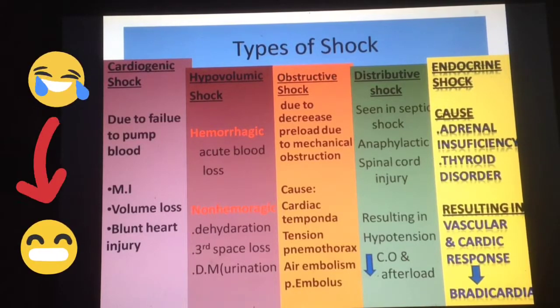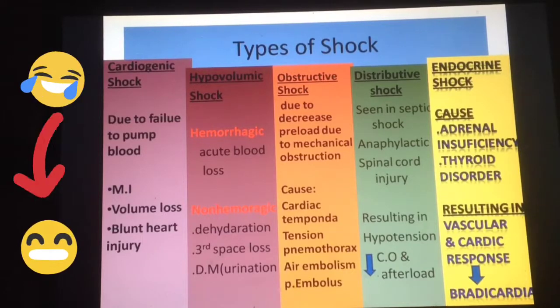In diabetes mellitus, due to increased urination, there is a decrease in plasma volume. Hence, the patient goes into a hypovolemic shock. So such patients should receive an adequate amount of fluid in order to not be affected by such a shock state. In obstructive shock, there is a decrease in preload due to mechanical obstruction.